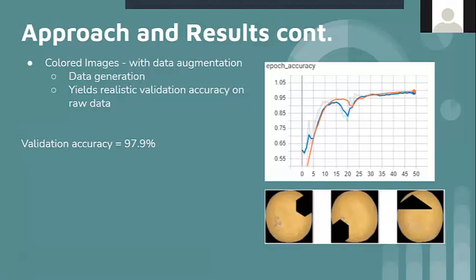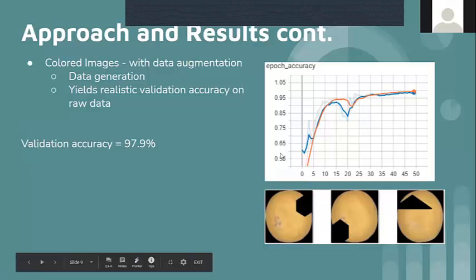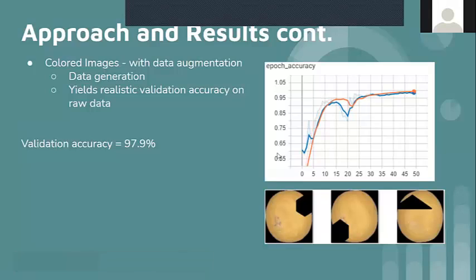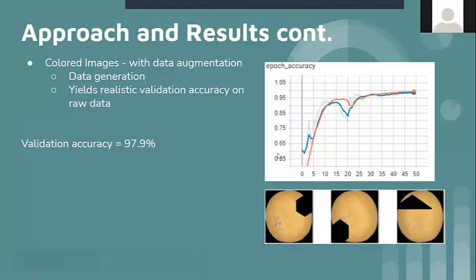Now here, still with colored images, with the data augmentation. We first generated the data, and then we put them through the training model. And as you can see on the graph, it yields a slightly better validation accuracy. Validation accuracy is something that we really are trying to focus on. It's not bad. It's at 97.9%, almost 98% after running 50 epochs. So the benefit of this is we're able to recognize and classify objects, even in imperfect pictures. So it's getting into a more realistic situation.